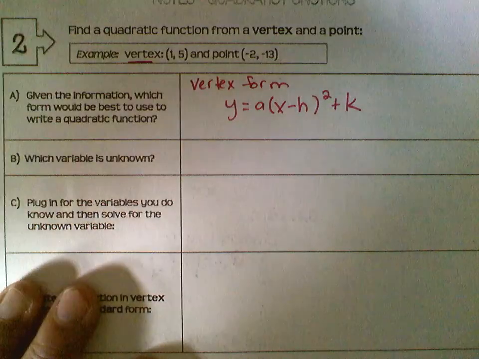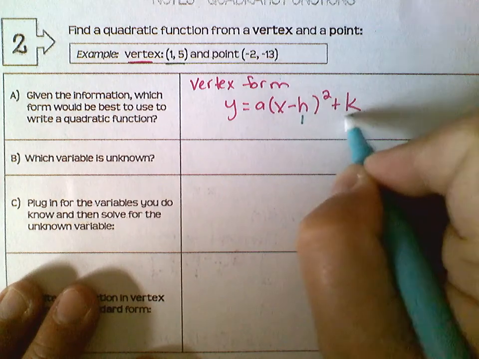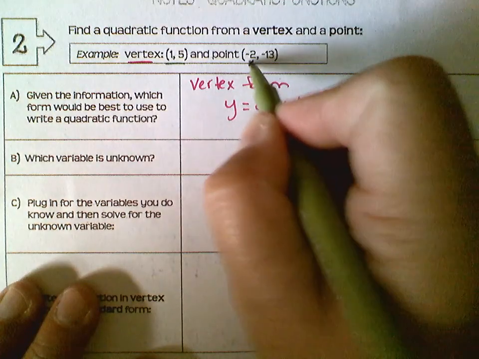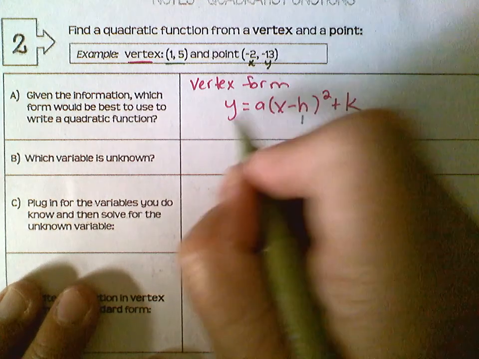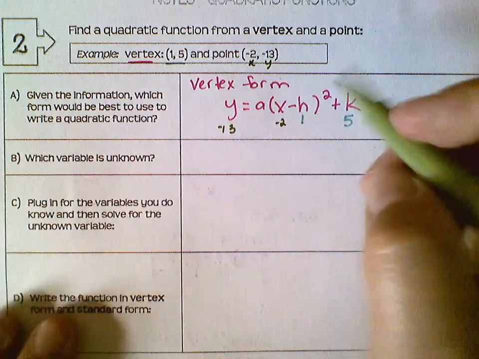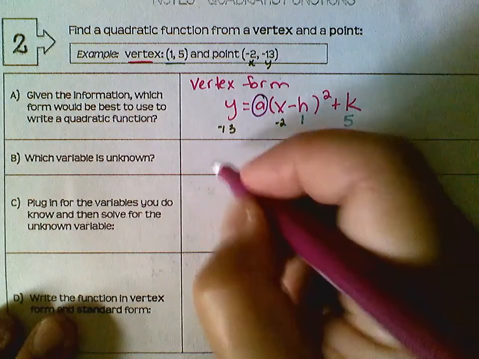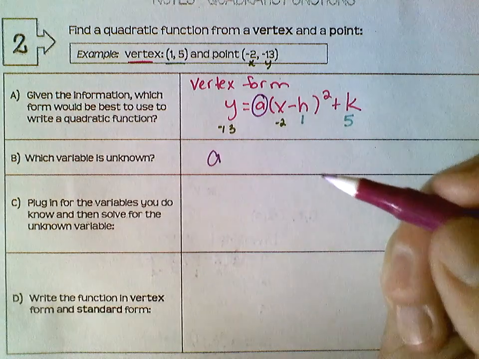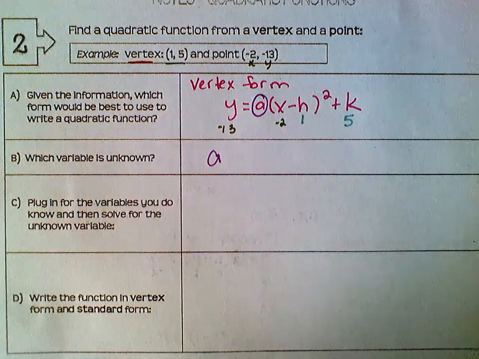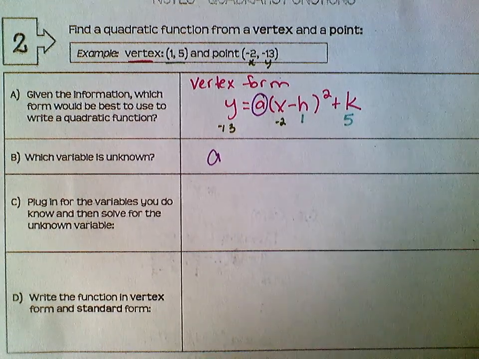And so what do they give us here? They gave us our vertex of 1, 5, and they're giving us this point, which is an x and y value, so negative 13 and negative 2. So our unknown is this a. Okay, and so that's what we're doing. For writing the equations, we're usually looking for a, and then we have our equation.